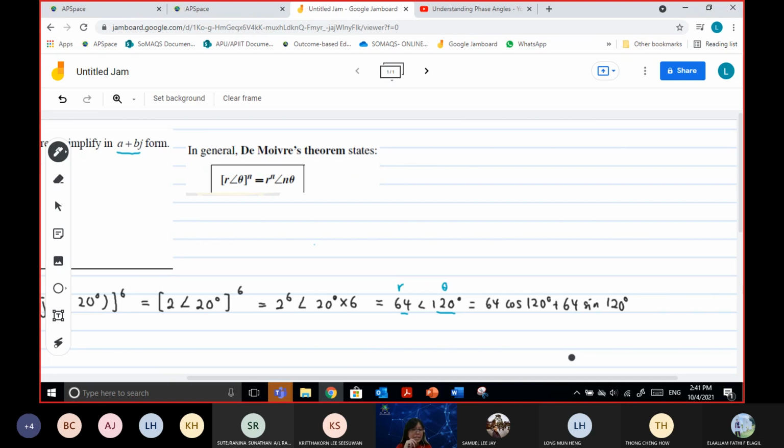Let's calculate the value. You can calculate in decimal. So 64 cos 120, what do you get? When it comes to this form, you don't need to do anything else, you just directly use your calculator and calculate. Can I have Benny, what is the answer? Can you give me the answer in the chat box?